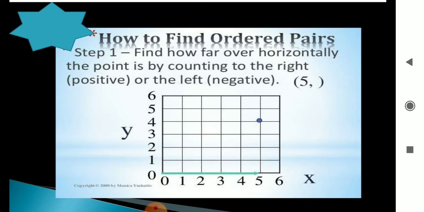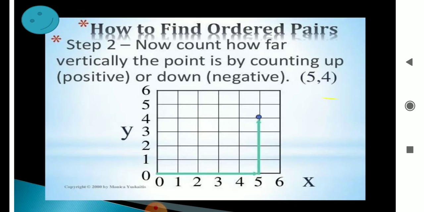So you can see this point, if you join this point perpendicular distance from this point to y-axis, you can see it will intersect y-axis at 4 units. So it means y coordinate is 4. How to find ordered pairs? Similarly, you will get 5 comma 4 in this step 2. I think no need to brief you about the explanation.